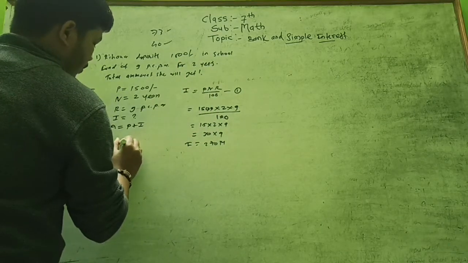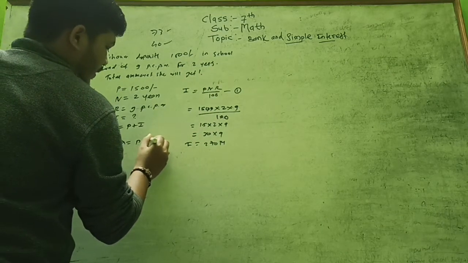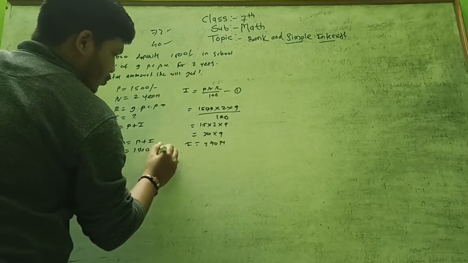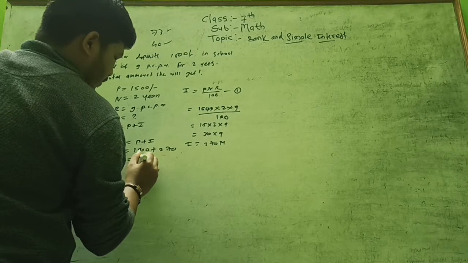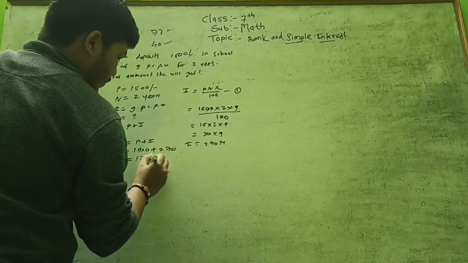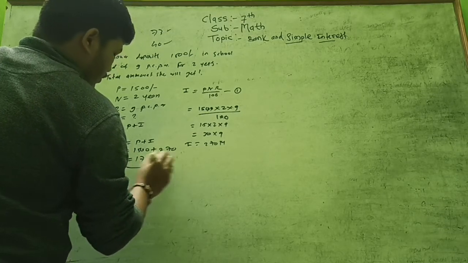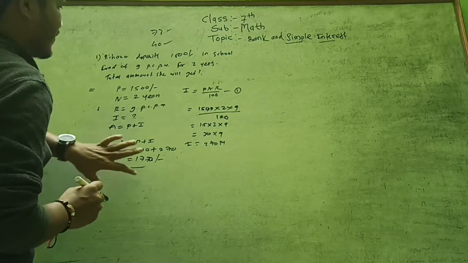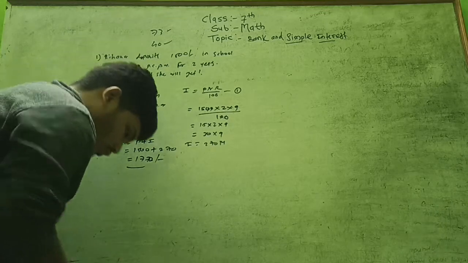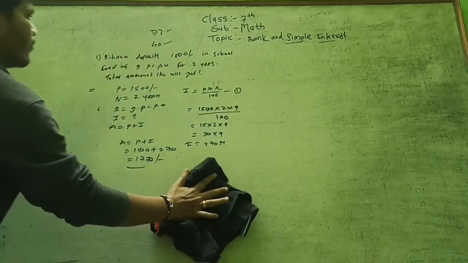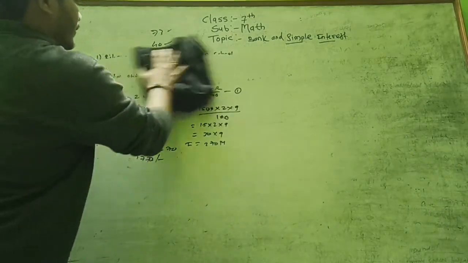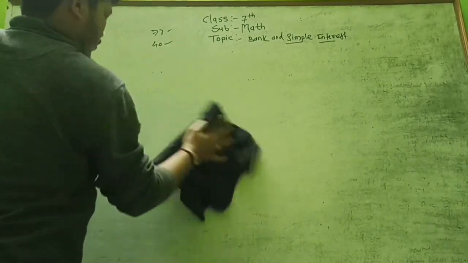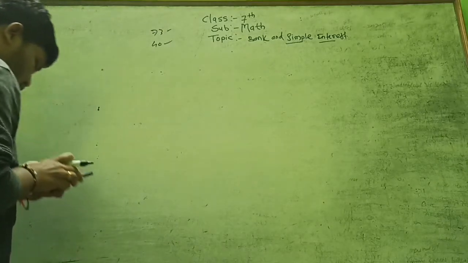So what is the total amount? Total amount is the principal plus interest. The principal is 1500 rupees plus 270 rupees, so the total is 1770 rupees. She will get 1770 rupees after the end of the 2 years. So this is our first problem on the practice set.